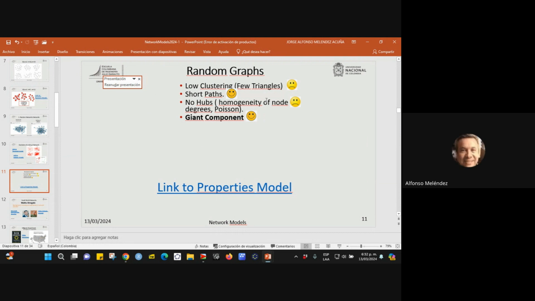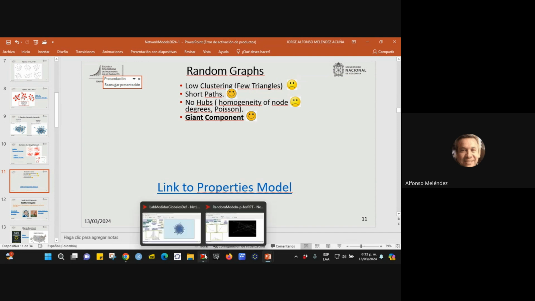Okay. As a summary of random graphs, I put these happy and sad faces. I was wrong in what I said 2 minutes ago. Random networks have low clustering, 0.1, 0.2, it's low clustering. I put a sad face; later we are going to know why. Short paths are important when a network has them, and random networks have short paths. No hubs. I forgot to talk about the hubs, but no hubs.